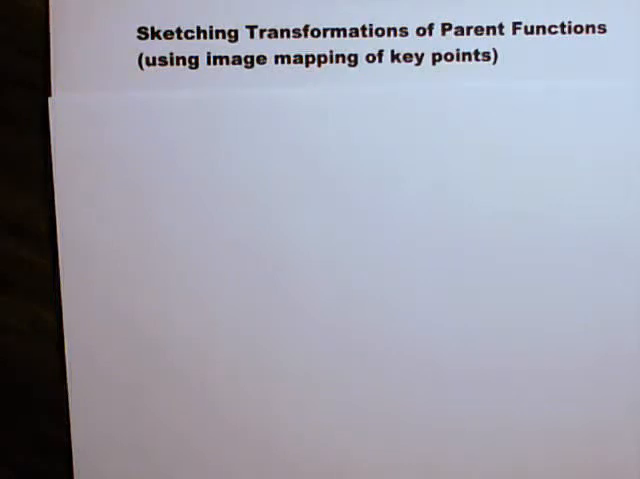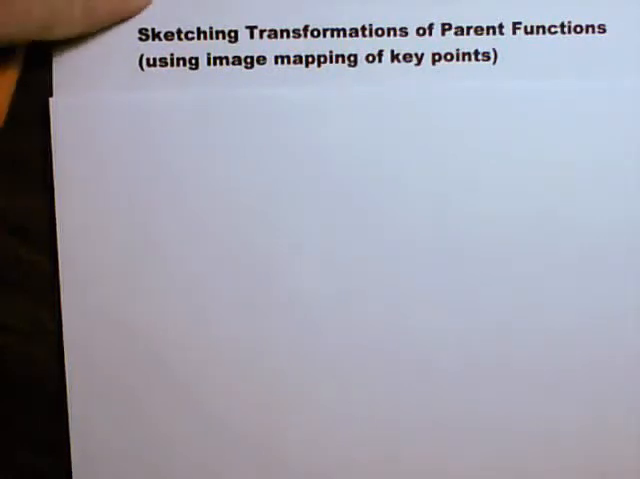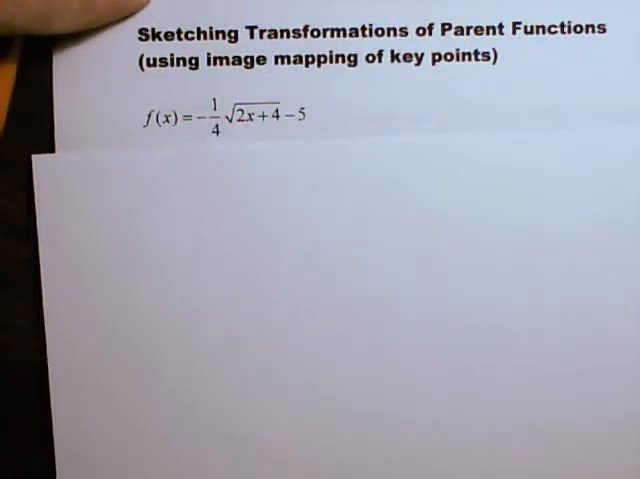Sketching transformations of parent functions using the image mapping of key points. I'd like to give a sketch of this function, f(x) = -1/4 √(2x + 4) - 5.